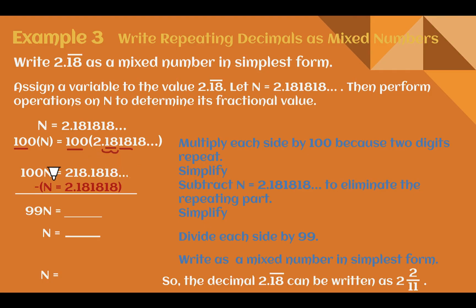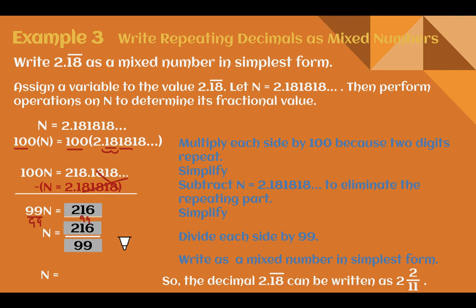Just like we've been doing, we're going to subtract our original. When we do that, 100n minus 1n is 99n. 218 minus 2.18, that's not lined up very nicely here, but we would get 216. Remember, we've got to line up our decimal point when we're subtracting. Again, the repeating part eliminates when we are subtracting, so 218 minus 2 is 216. Last, divide both sides by 99. So I would end up with 216 divided by 99.